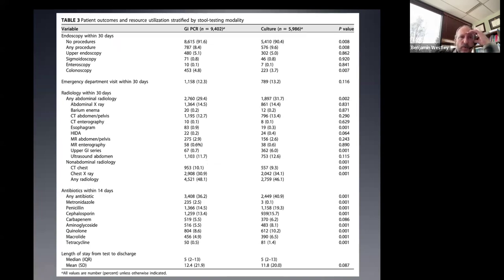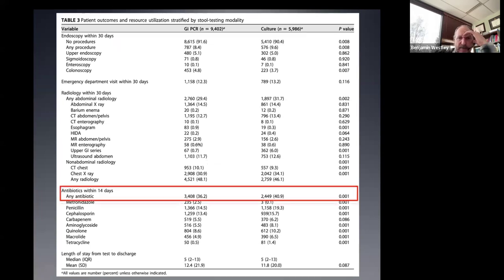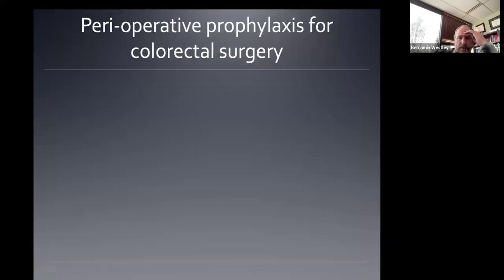And the study claims that there was perhaps a benefit, even though it was a small benefit, that antibiotics within 14 days were given slightly less in the group with PCR rather than culture. Not much, but it was statistically significant.